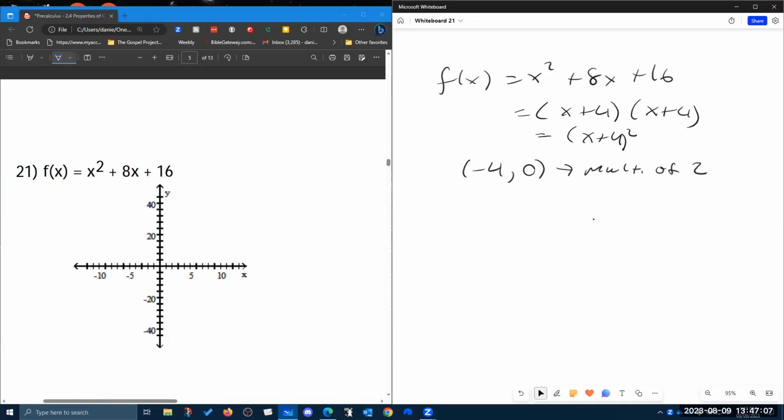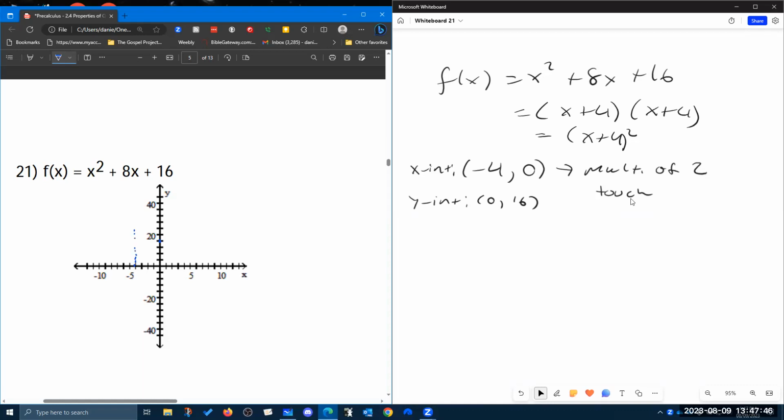You may not have gotten to this point yet in pre-calculus, but if we have an even multiplicity for our x-intercepts, it means it's going to touch and not cross. Want to see that there? So this is going to touch, not cross. Our y-intercept is going to be at (0, 16). So (0, 16) is there. We have (-4, 0), and it's going to touch, not cross.